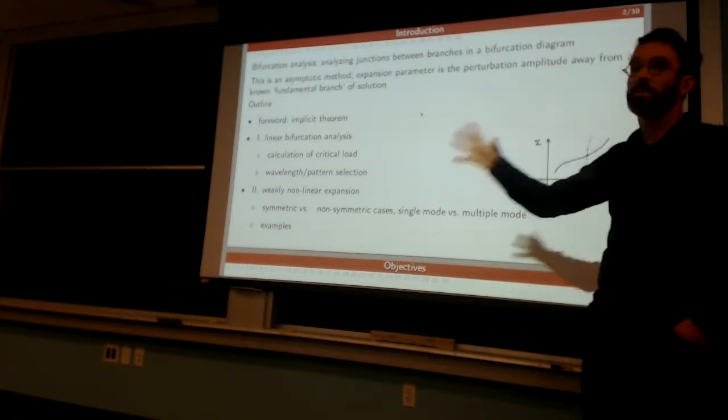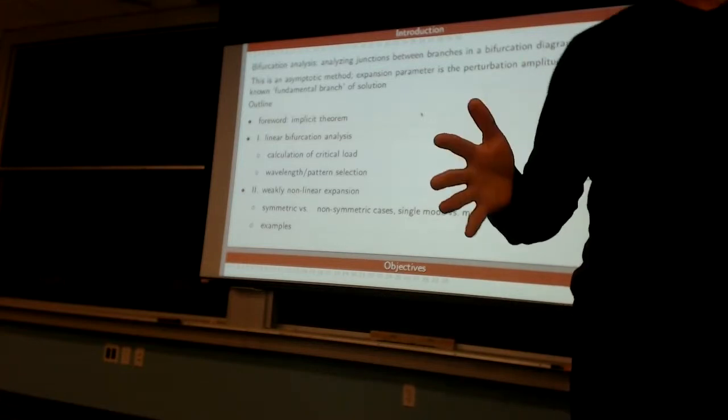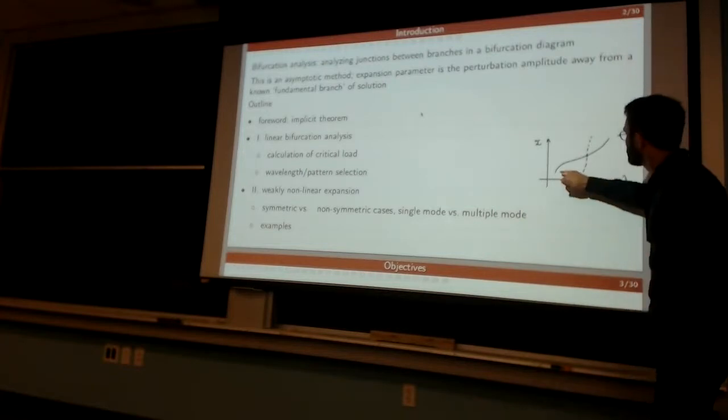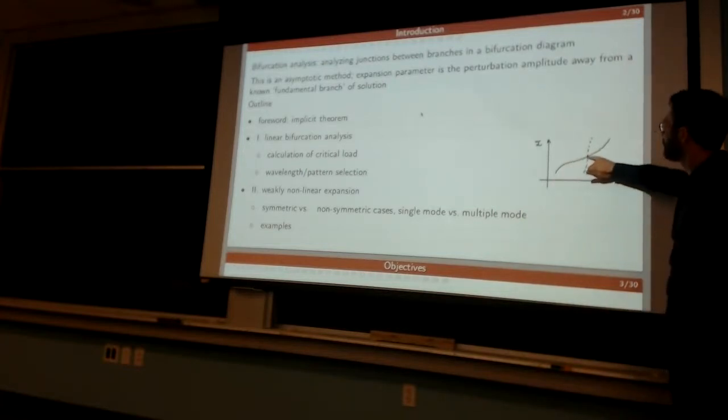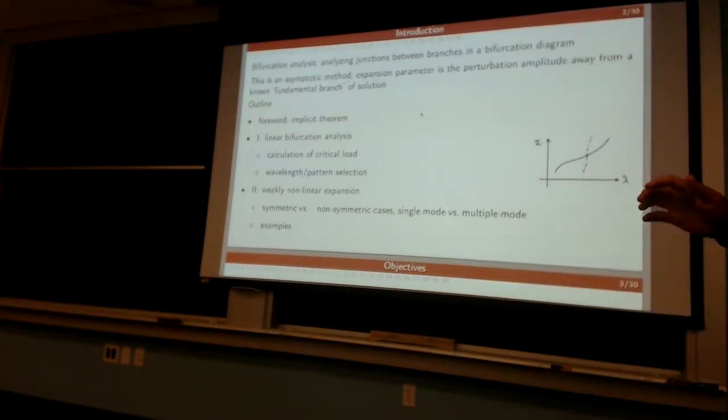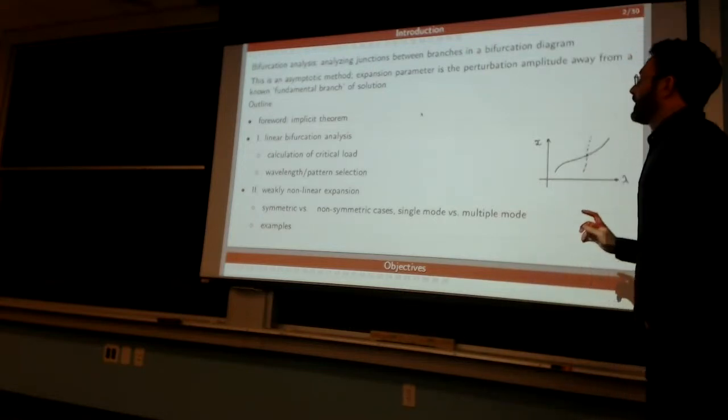And so it's another type of asymptotic method. I'm not sure if you realize that already. Well, what I'm assuming is that you probably know how to find the branching points here by a linear bifurcation analysis, but if that's not the case, then that's not too bad. I don't really need it as a prerequisite.